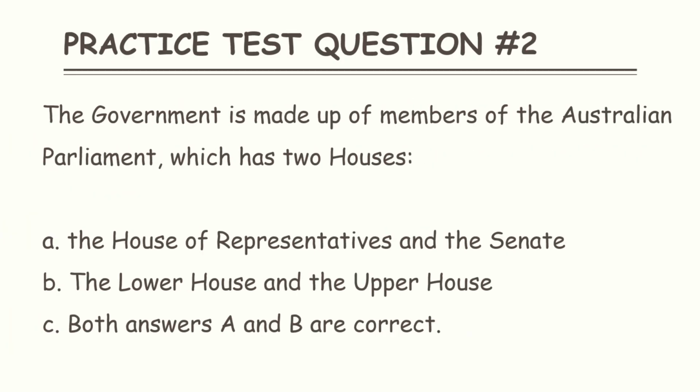Practice test question 2. The government is made up of members of the Australian Parliament, which has 2 houses. A, the House of Representatives and the Senate. B, the lower house and the upper house. C, both answers A and B are correct.